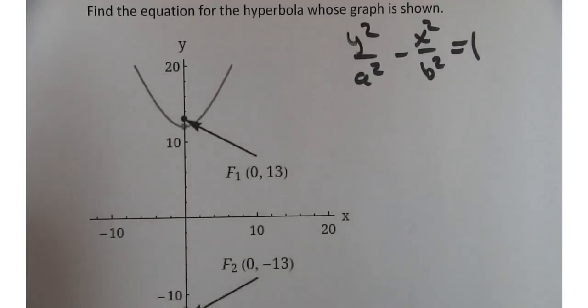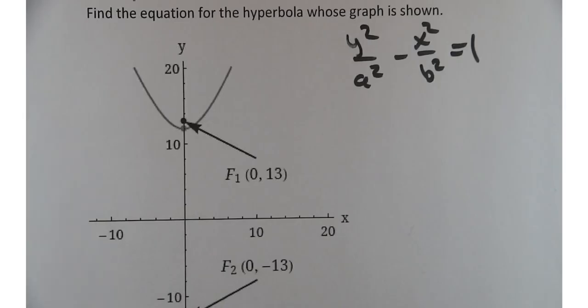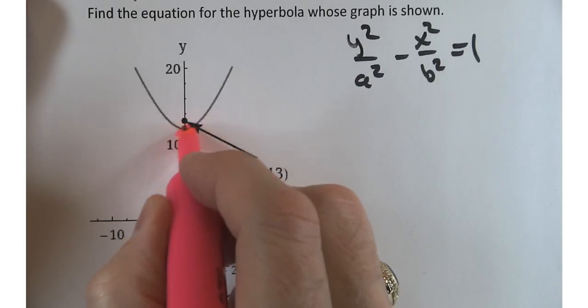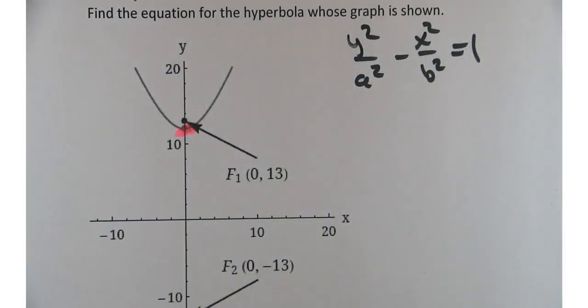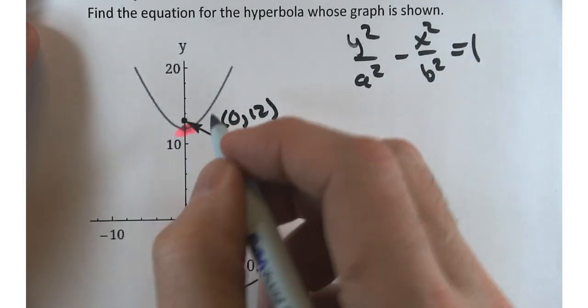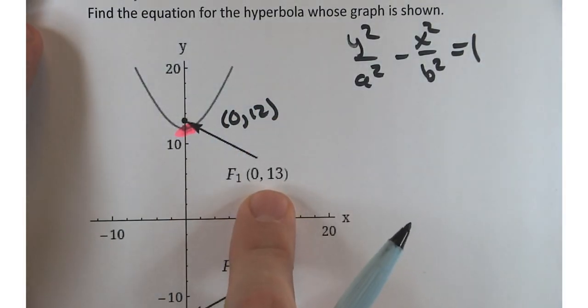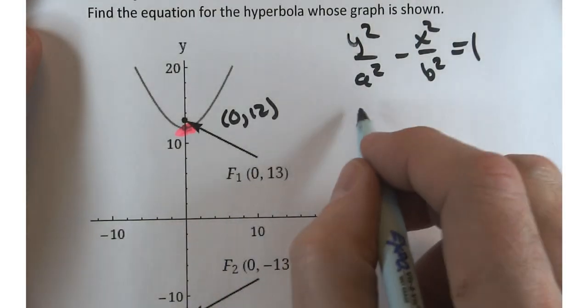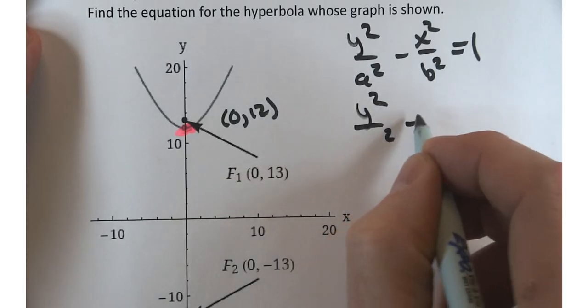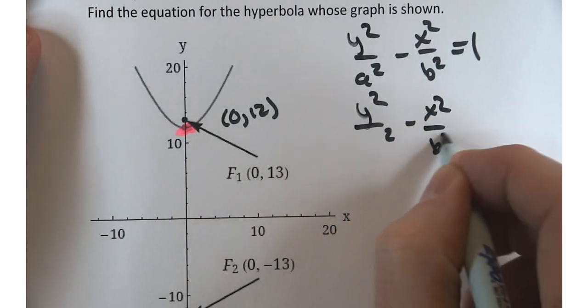Nicholas? Well, Nikki? I see that y squared could be over 12 squared. Yes, nice. So right here, even though it's kind of tough to see, the coordinates of that point are 0 and 12. And then we've got a foci at 0 and 13. So yeah, nice. That's a good way to start. We got y squared over 12 squared minus x squared over b squared equals 1.